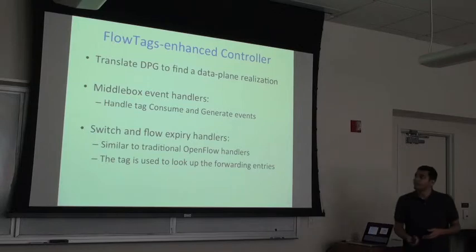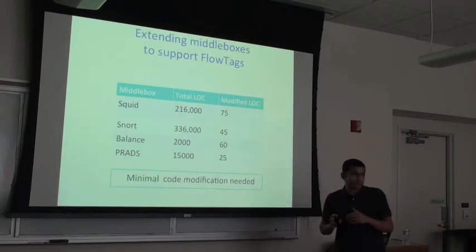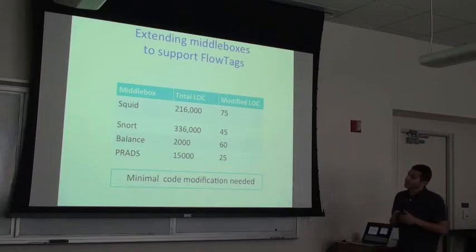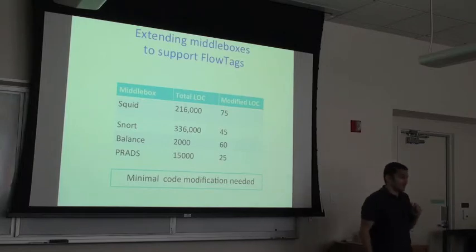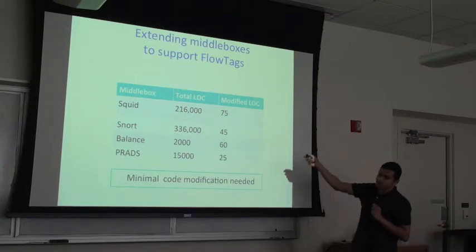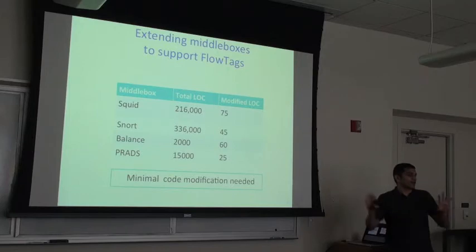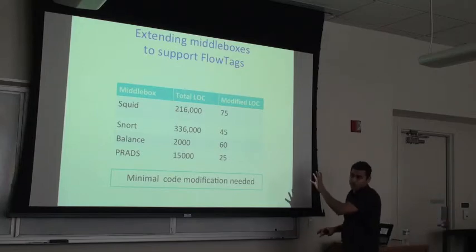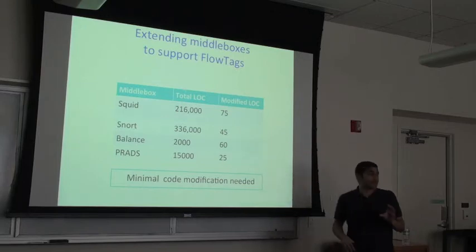And finally, here's the reason why we think this is hopeful. We, meaning the student Syed, did a lot of hard work in trying to figure out how to modify these middleboxes to add the FlowTags support. And it turns out the number of lines of code we need is actually pretty small. And this is us as complete non-experts in the middlebox space. We knew a little bit about how these work, but we don't know much. So it took us a month or so to figure out where to add these lines, but the actual lines of code is not that much.